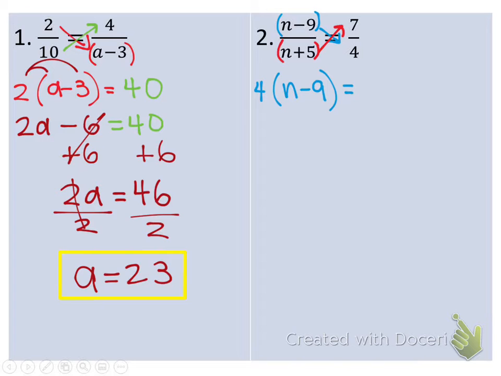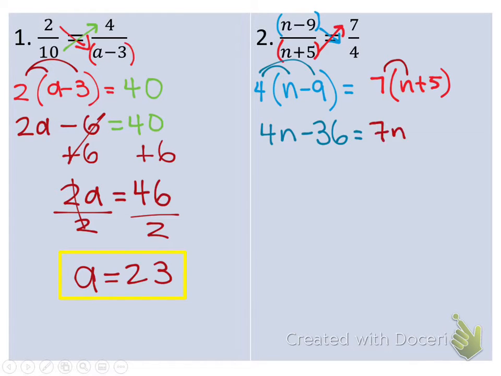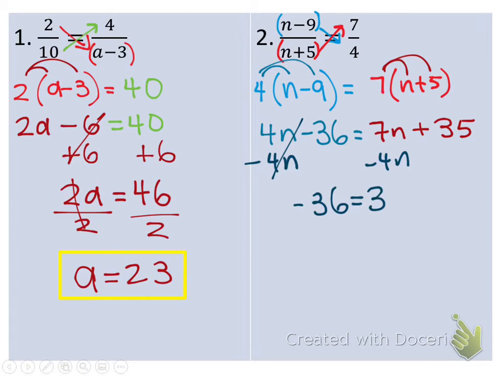We'll have 7 times n plus 5. So you'll make sure you distribute. So we have 4n. 4 times negative 9? Negative 36. 7 times n? 7n. And 7 times 5, 35. All right, subtract 4n. Minus 36 equals 3n plus 35.